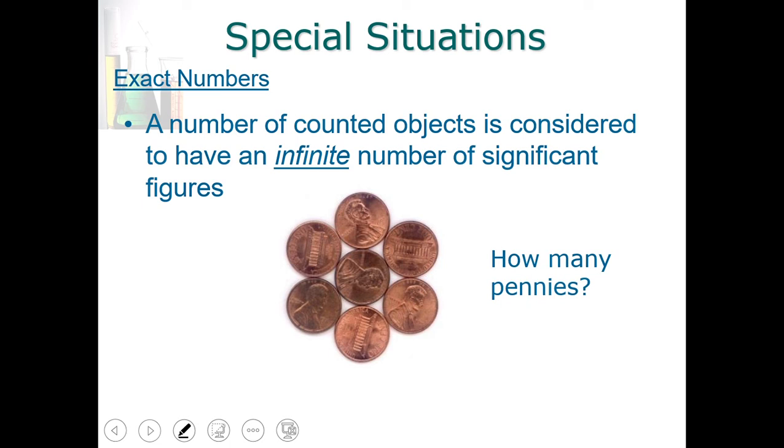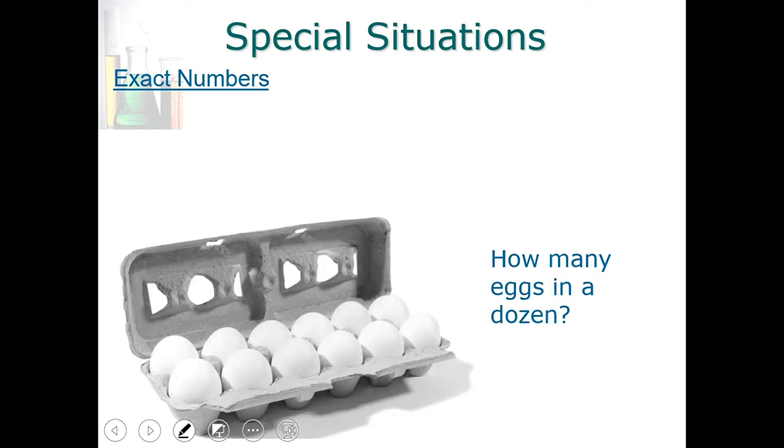How many students are enrolled in Chem 1A? 72. Oh, professor, are you sure it's not 71.7? No, because there's no such thing as 0.7 of a student, right? Although some of you might feel like, hey, I'm only 50% there, man. I'm a 0.5. No, you know what I mean, right? So any number of counted objects is considered to have an infinite number of sig figs.